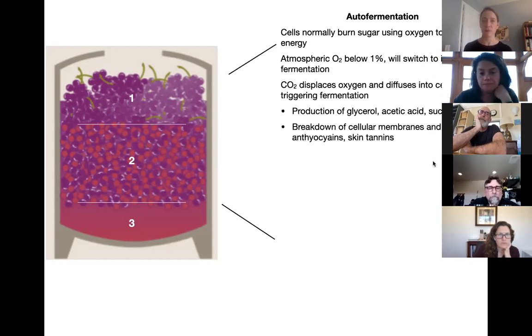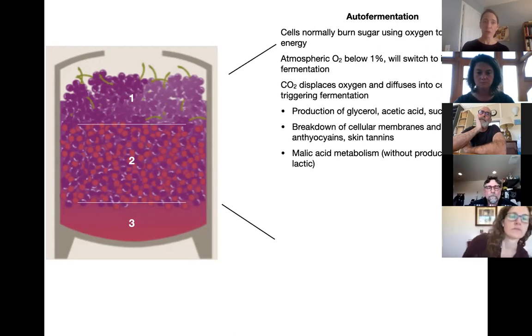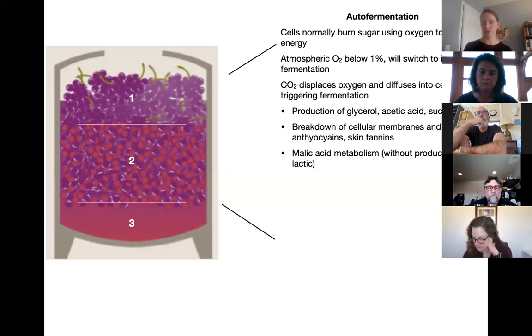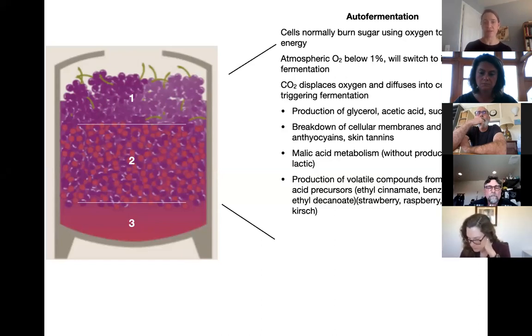We also can start to see some breakdown of our cellular membranes, and that means that some things do become a little bit more available. So our anthocyanins, our skin tannins, start to leach out. But of course, there's no alcohol in the environment there to do a real extraction for us. We also have some malic acid metabolism. So in a really full throttle auto fermentation, sometimes you'll see some depletion of malic acid, but without the concurrent buildup of lactic acid, because it's by a different cellular process.